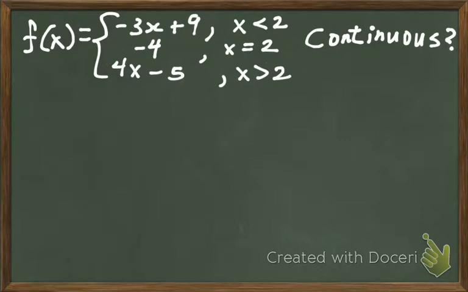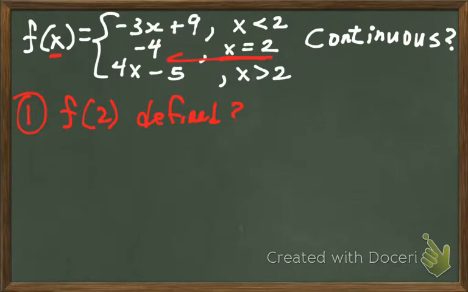So let's go through the checklist one by one. Is there a value at 2? Is f of 2 defined? Can I plug 2 into this function? It looks as though I can, because when f of 2 is being asked for, when x is equal to 2, the function rule spits out -4. So is f of 2 defined? The answer is yes, because I get -4.